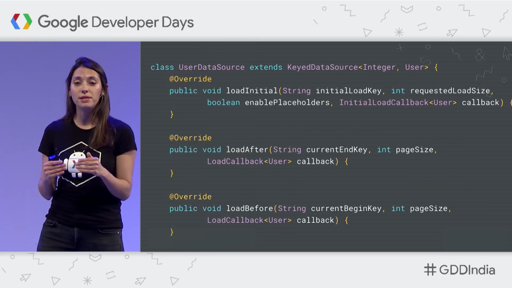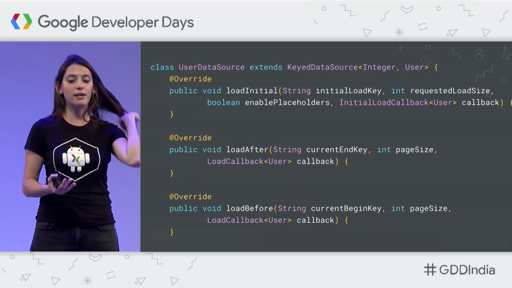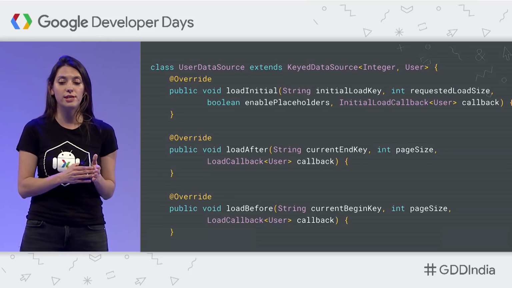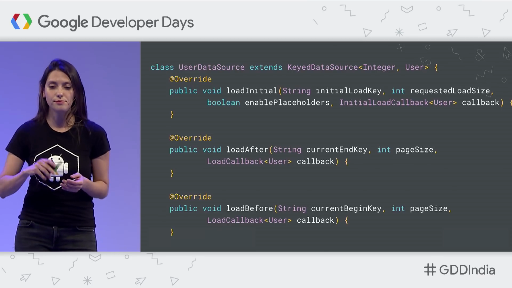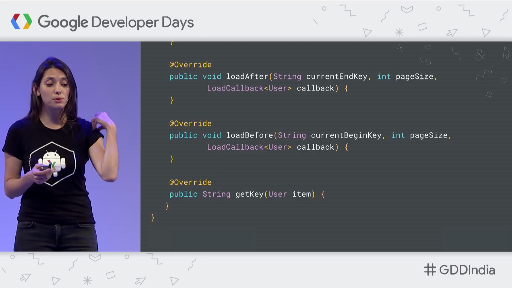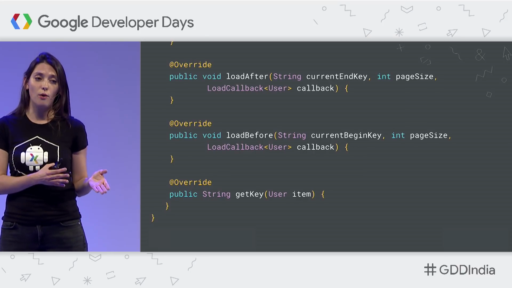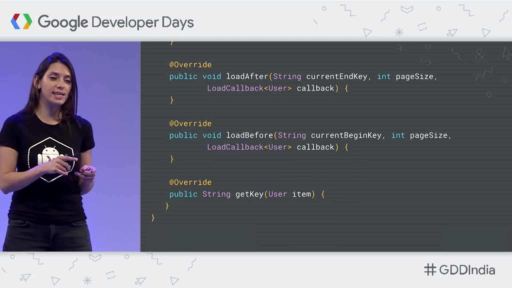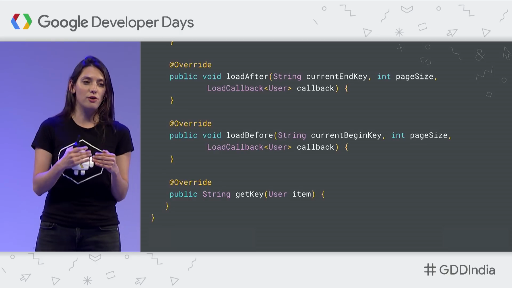When you're implementing your keyed data source, you will need to define an initial load, and then how to load after the current item, or before, if scrolling up is allowed. So all of these would be based on a key. This key is something that you would define. In our case, for the user, this key would be the name of the user, because this is how we are ordering our list.